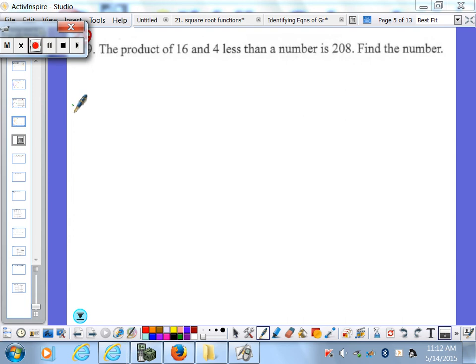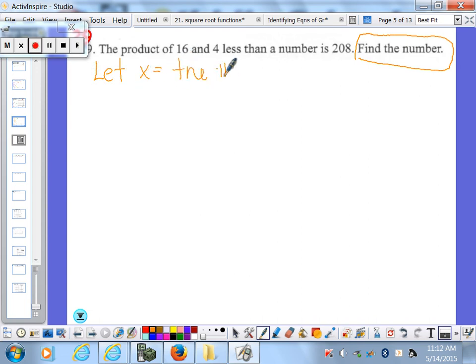All right, number 29. The product of 16 and 4 less than a number is 208. Find the number. So this type of question is requiring that you need to set up a let statement for this number. So you don't know something, you must set up a let statement. So we only need to find one number. So my let statement is going to read, let x equal the number. Now I must go back and reread so I can set up my equation that I'm going to solve to help me find this number.